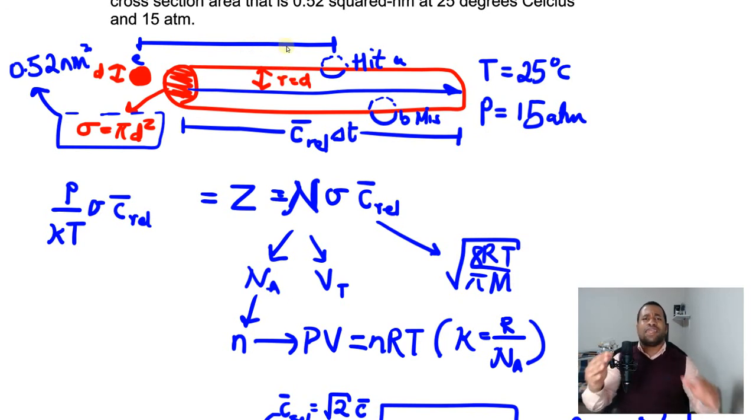Hope you're able to understand the mean free path and how this is derived and applied to a question involving carbon dioxide. And believe me, it is applicable to all kinds of questions involving the kinetic model of gases.